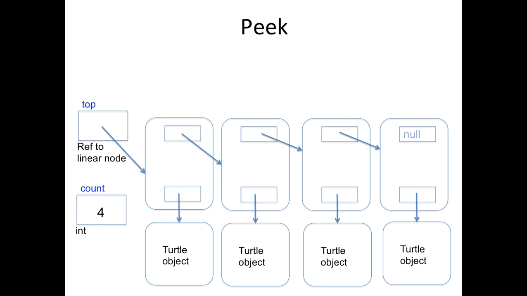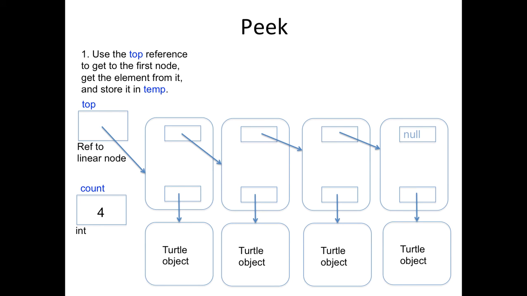Okay. Peek is the easiest one, of course. So it looks like this. We're going to use the top reference to get to our first node. We're going to get the element from it and store it in a temp variable, just like we did with pop. So now we have this temp variable that's pointing to this turtle object so that it can be peeked at, and people can inspect it and look at it. And then we're going to return that element, and that's it. Nothing else changes because, of course, peek doesn't really change your stack.